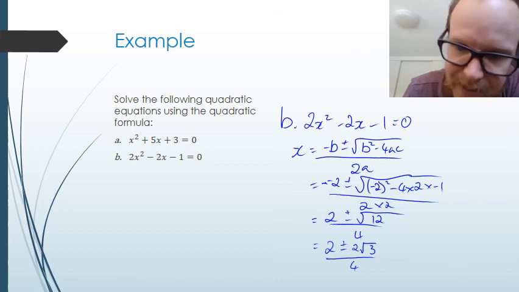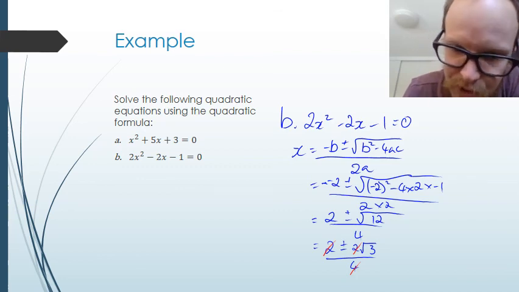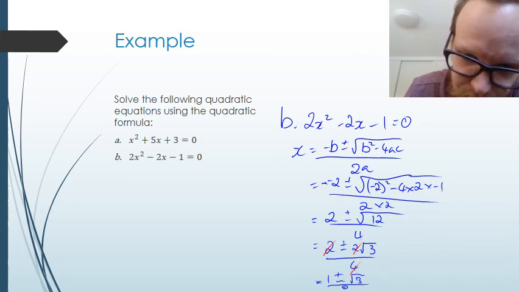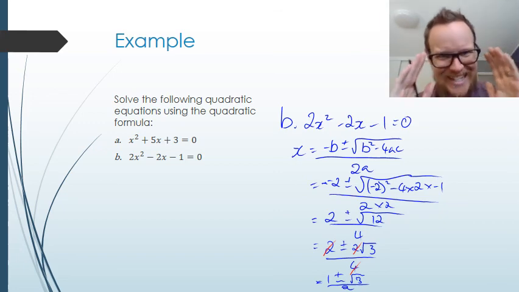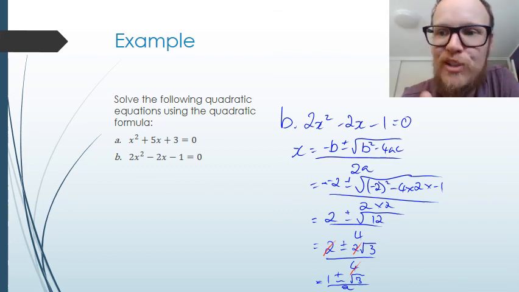I've got a common factor here of 2. 2 on the top, 2 on the bottom. I can divide the top by 2 and the bottom by 2. And I get, underneath here, 1 plus or minus root 3 over 2. Okay? That is my simplified exact value, but I want you to provide the approximation as well.